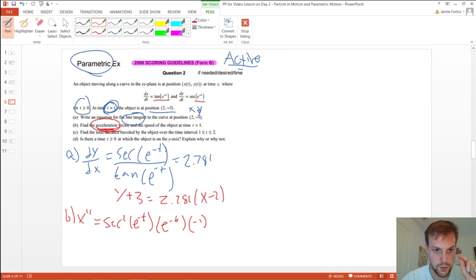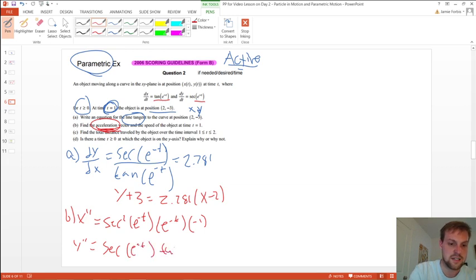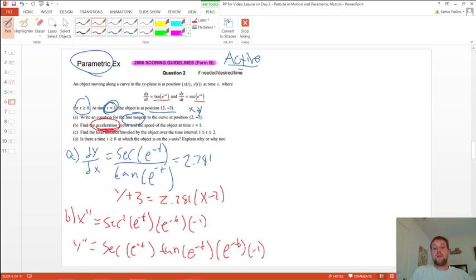And if I were to plug in, it wanted to know the vector at 1, which we'll plug 1 into in a second, but let's go ahead and find y double prime first. So y double prime is the derivative of secant of e to the negative t, and the derivative of secant is secant tangent of the quantity. So secant of e to the negative t times tangent of e to the negative t, and then times the derivative of the inside, which again is e to the negative t times negative 1. That could have been done in the calculator, but there's the values.